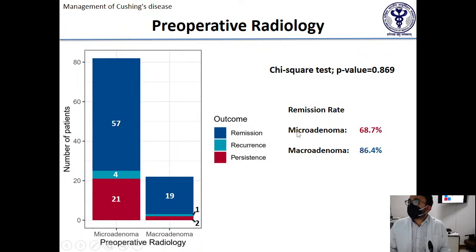Another factor which we found was that the remission rate in microadenoma was around 70%, whereas those with macroadenoma were around 86.5%. So this could be attributable primarily to the small proportion in the macroadenoma group. And another thing could be that macroadenomas are much more easily visualized on preoperative radiology, so they might be easier to remove.